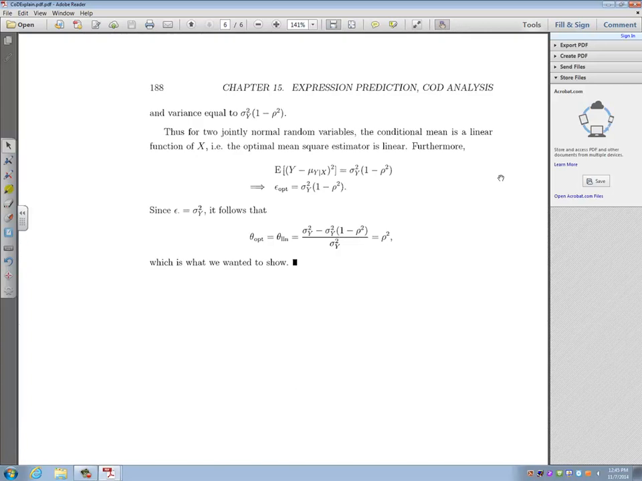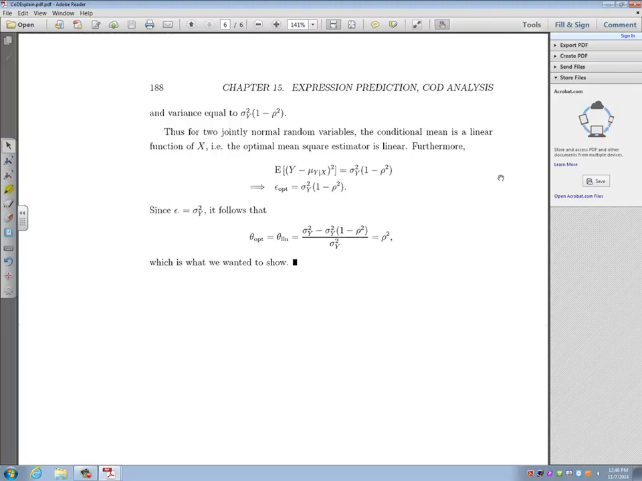So for two jointly normal random variables, the conditional mean is a linear function of x, that is, the optimal mean square estimator is linear. And furthermore, if you look at the error of that optimal mean square estimator, that is given by this variance that you have here, sigma square y times 1 minus rho square. And therefore, epsilon opt, in the COD definition, where you had epsilon dot minus epsilon opt over something, is given by sigma square y times 1 minus rho square, right? So in the absence of any data, in the absence of any information on x, the best estimate is the mean of y, all right?